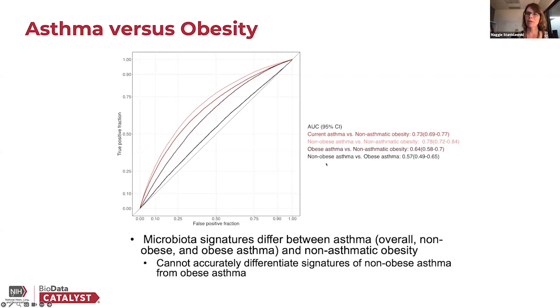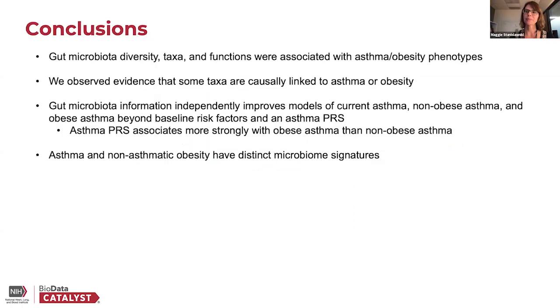We also compared non-obese asthma to obese asthma, and that's this black line here. This straight black line across the middle is just like random guessing. So our model isn't that much better than random guessing to differentiate those two conditions. But it's important to keep in mind that we had a much smaller sample size. We only had 191 individuals with asthma, and so that comparison had much less power.